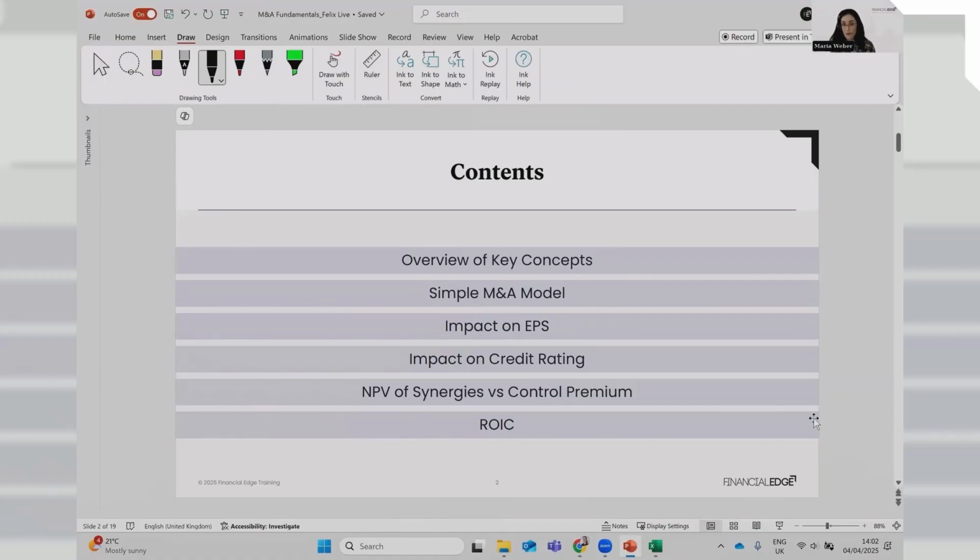So I'm going to start with an overview, high level of key concepts. Then using the simple M&A model, we're going to demonstrate that. And then we're going to do a little bit of analysis. I'm definitely going to be doing EPS accretion or dilution because that is one important metric that people look at when analyzing an M&A deal. And then that will probably take most of the hour. If we've got time, though, we can have a quick high-level chat about some other performance measures.